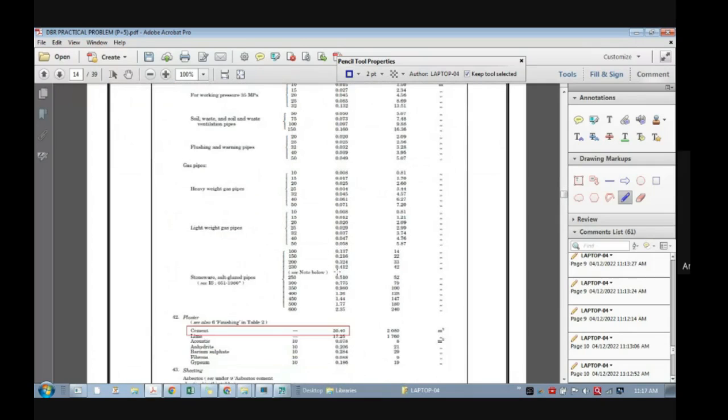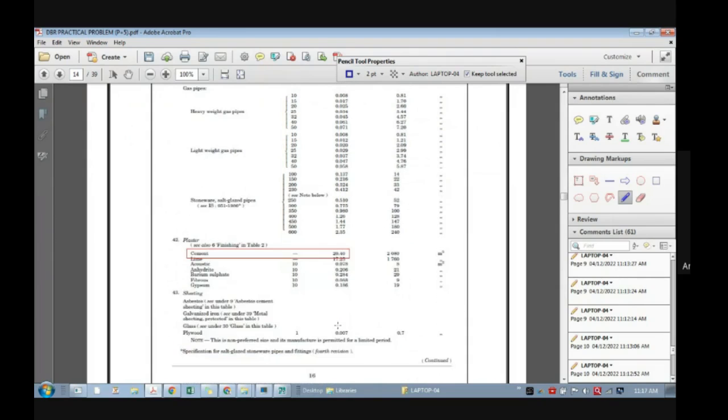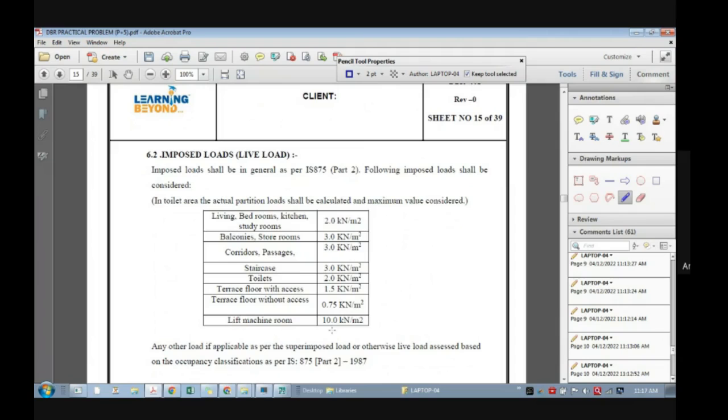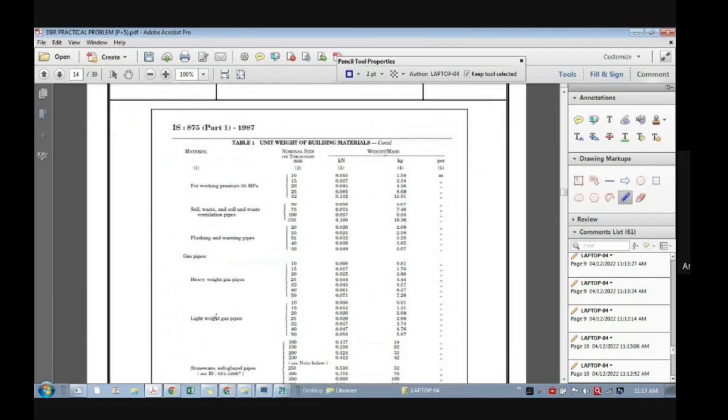And this is for cement plaster, 20.4. Page number 16, IS 875. So that is the loading. Now you are understanding the dead load part here, and IS 875 part 1 we are using for that. We are giving the references of IS 875 part 1 for each and every density we are considering for the load calculations.